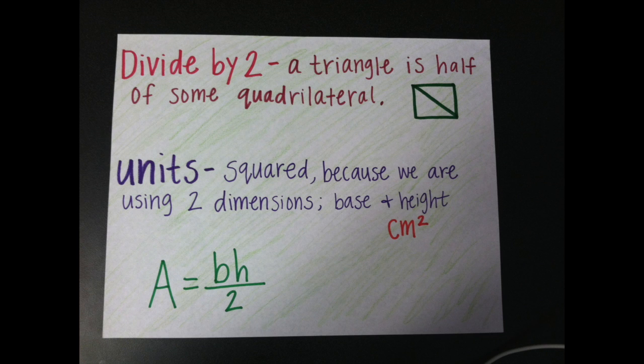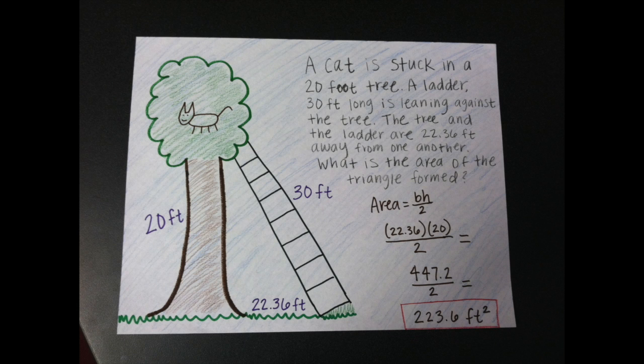And so for our practice problem, it says, a cat is stuck in a 20-foot tree. A ladder 30 feet long is leaning against the tree. The tree and the ladder are 22.36 feet away from one another. What is the area of the triangle formed? And so we have to know what's the area of a triangle, and that is base times height divided by 2. And so we have to find the base.